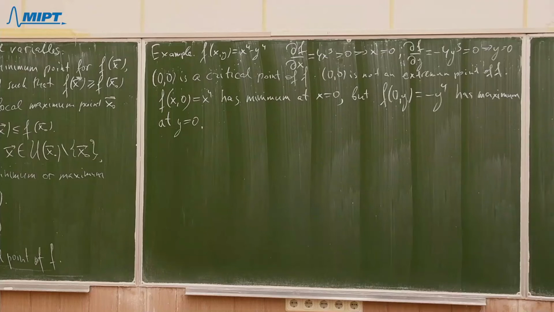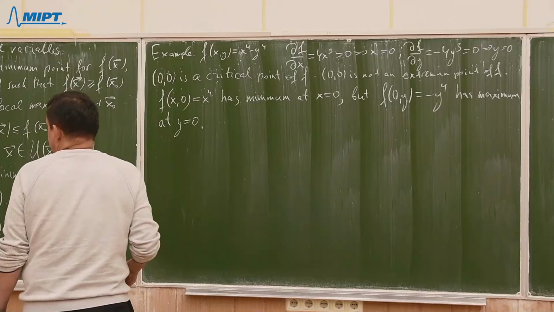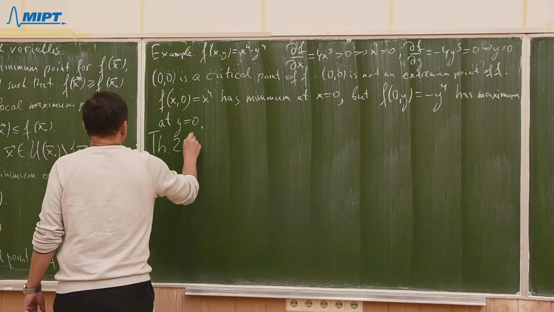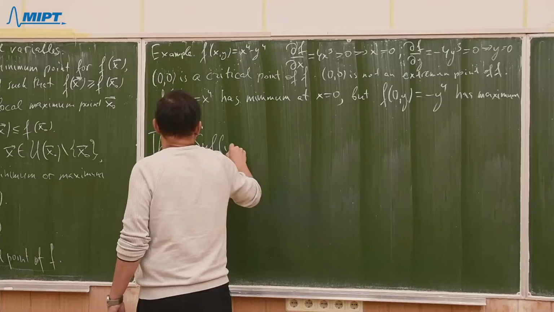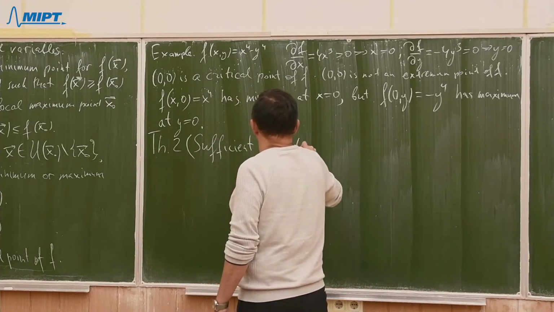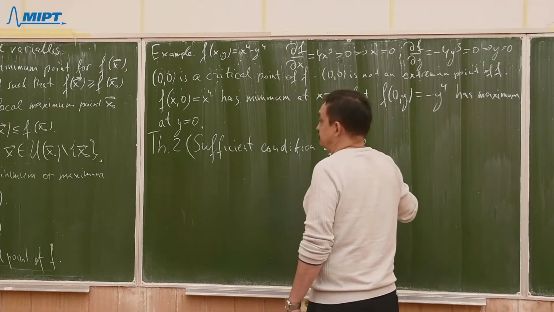So this example shows that the situation may now be essentially more complicated than for functions of one variable. Nevertheless, we can give an answer to the question of how to determine whether we have a local extremum. That is Theorem 2, the sufficient condition of local extremum.